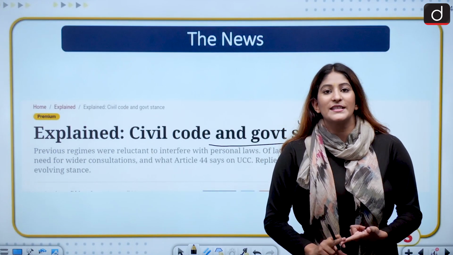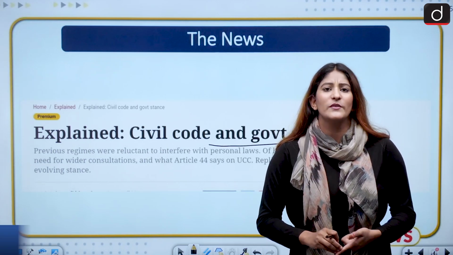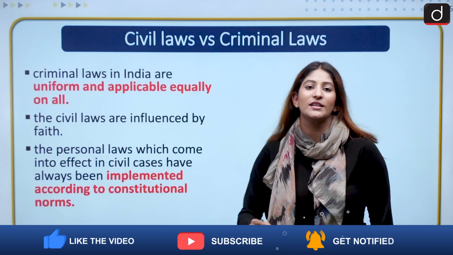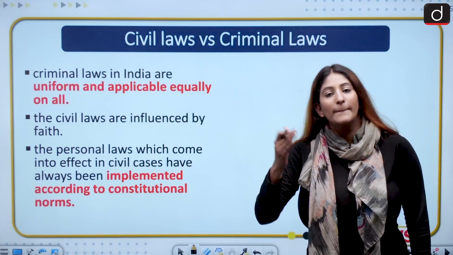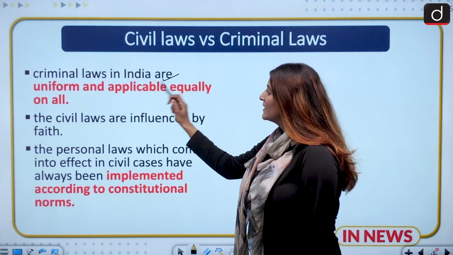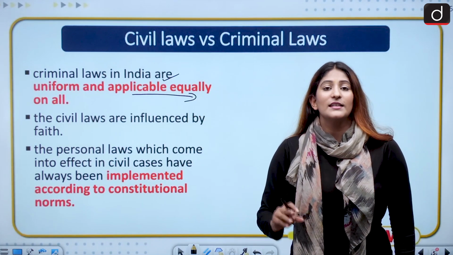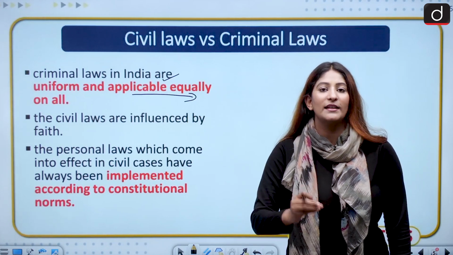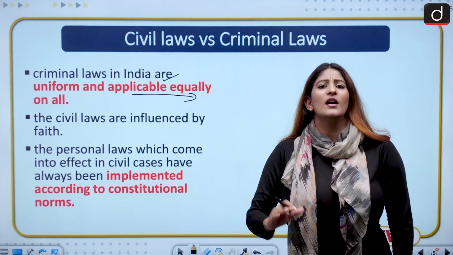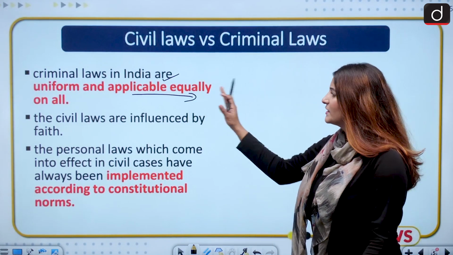But what is the basic difference between criminal laws and civil laws? What is the origin of uniform civil code? That also needs to be understood, right? Moving on, let us talk about civil laws versus criminal laws with respect to personal and uniform. Criminal laws are basically uniform and applicable equally on all, despite the fact that each religion might have its own customs and religious declarations with respect to trying the prisoners, trying the convicts, but still it's uniform.